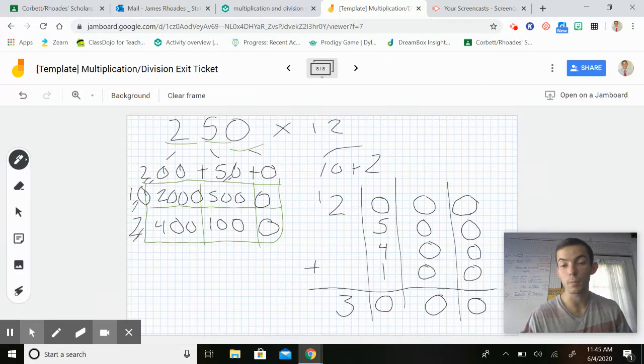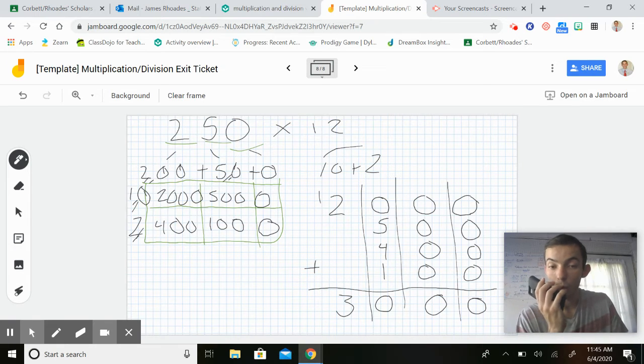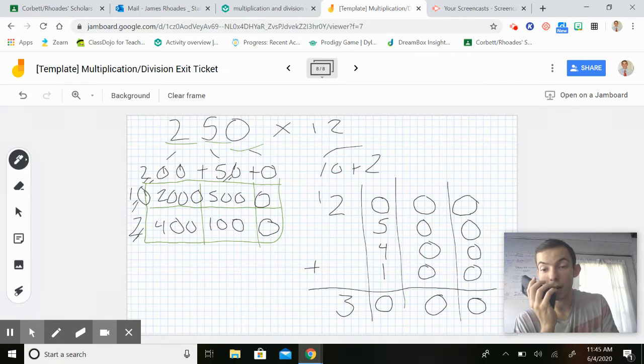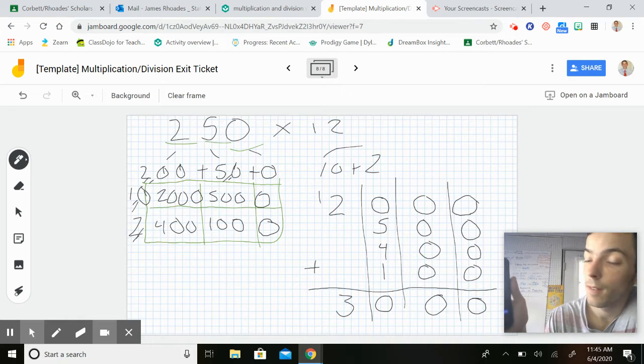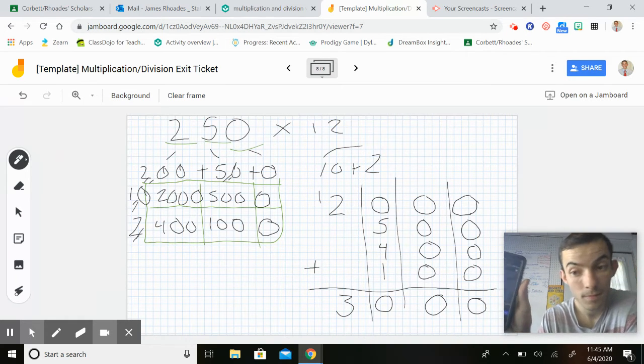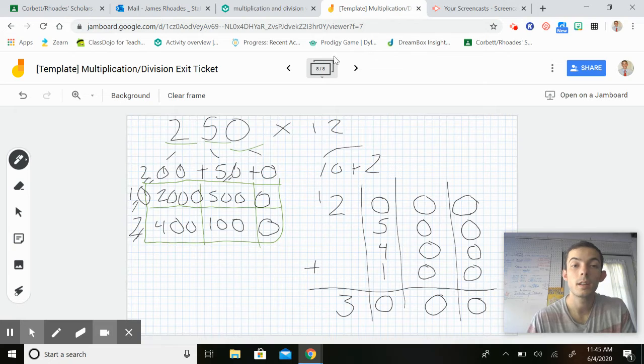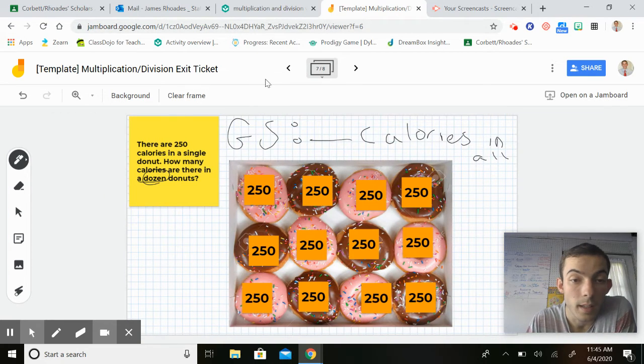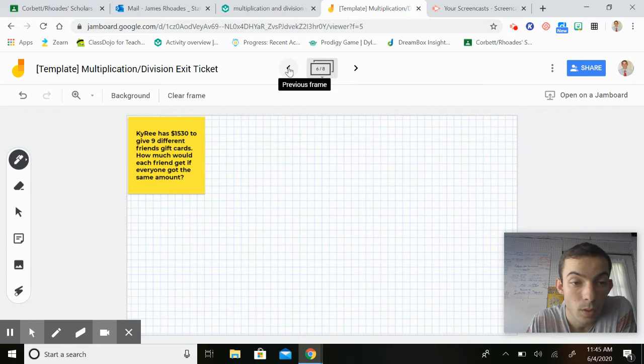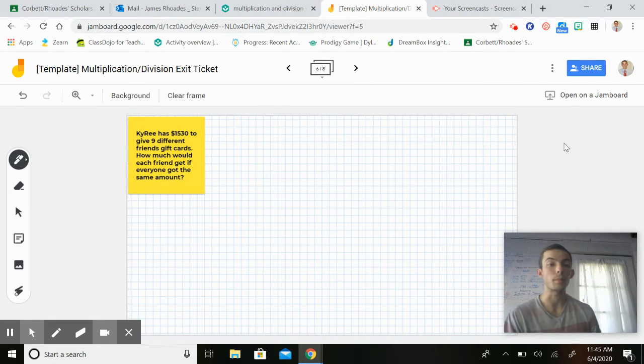Let's check it with the reverse operation. Hey Google, what is 3,000 divided by 250? The answer is 12. And there we go. All right. I'm going to look back at another problem. I'm going to clear this and move on to Kyrie's problem.